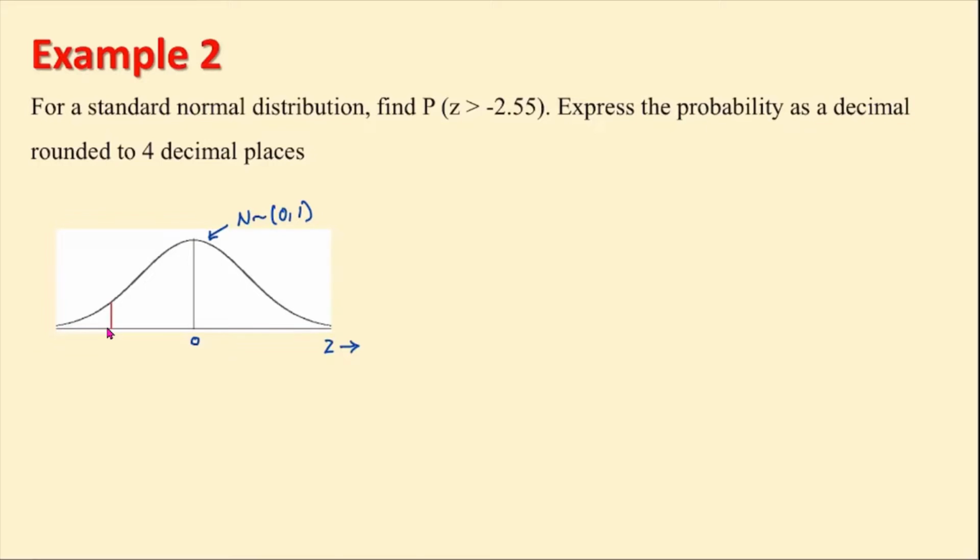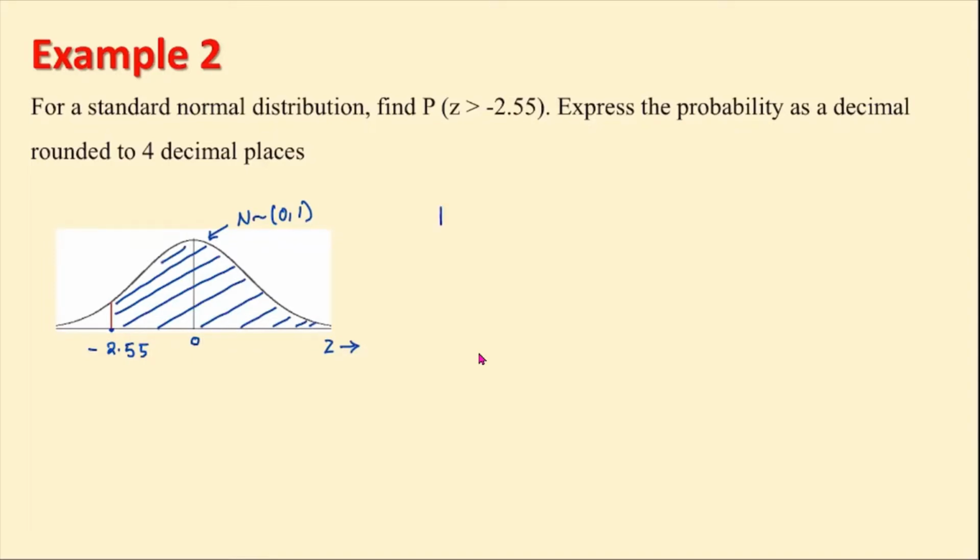Okay, suppose that is negative 2.55. And we want the probability, which is same as the area, such that the z-score is greater than that. When we say greater numbers, they are on the right. So that probability is equal to all this area. So let me show you that area. So we are calculating this area.